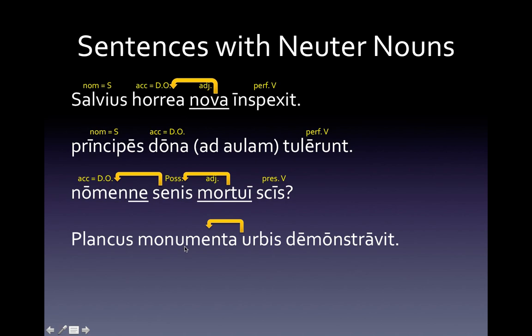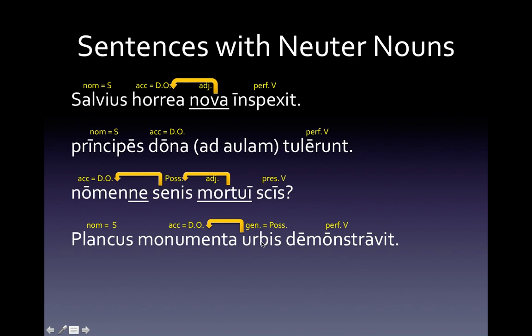Monumenta, that's a neuter noun. It can be a couple of different things. It can be nominative plural. It could be accusative plural. Considering that Plancus can only be nominative singular, this most likely is accusative plural, and we can confirm that with the verb. The verb is singular, therefore we need a singular subject. So those two things indicate that this is our accusative, this is our direct object. So Plancus is nominative, therefore it's the subject. Monumenta is accusative, therefore it's our direct object.